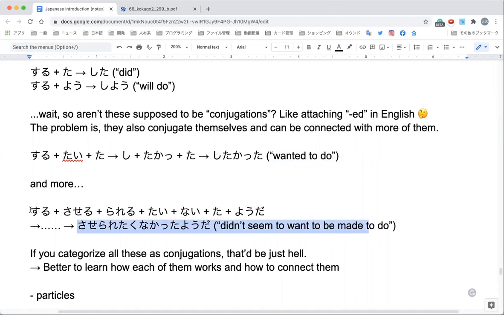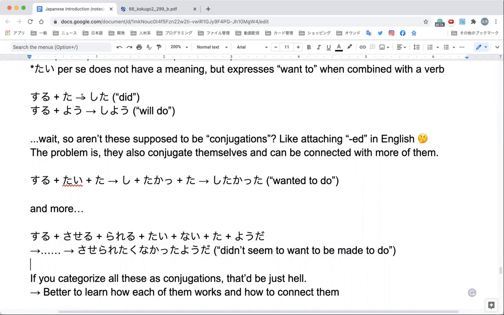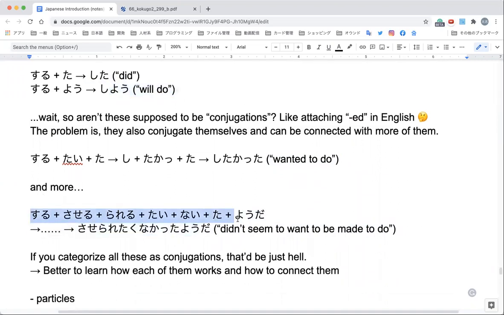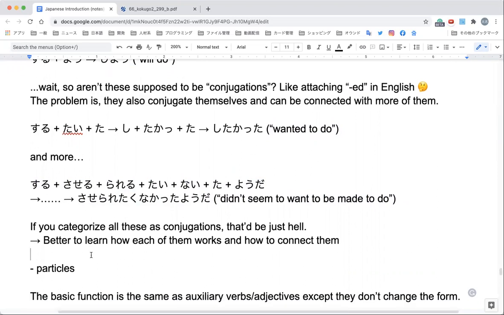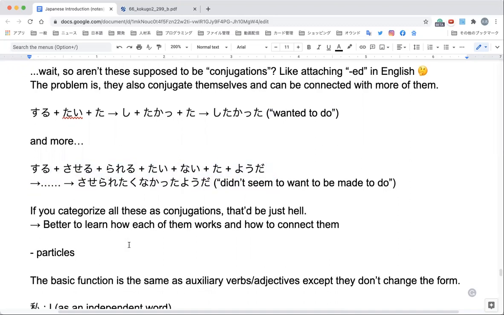I'm not gonna read everything, but if you try to understand all these things as conjugated forms, you will then have to memorize these things as conjugated forms too. So that will not really help, I would say. You can think of it that way, but I wouldn't recommend that. I say it's probably better to learn how each of these things works and how to connect these things. Right? And then how about particles?